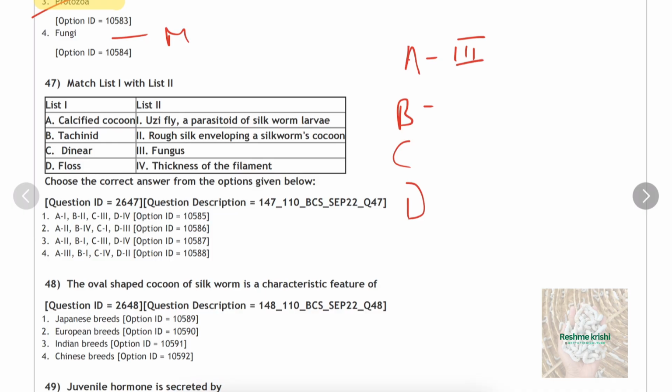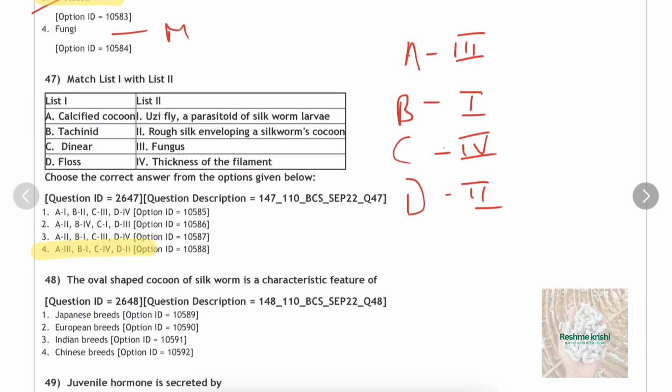Then tachinid. Tachinid is an Uzi fly, a parasitoid of silkworm larva. Yes, true. C, Denier. Denier means the thickness of a filament. Rendita means the number of cocoons required for the production of 1 kg of raw silk. Floss is just a foundation layer, meaning rough silk evolved around a silkworm cocoon. Yes, 3, 1, 4, 2. Option D is the correct answer.